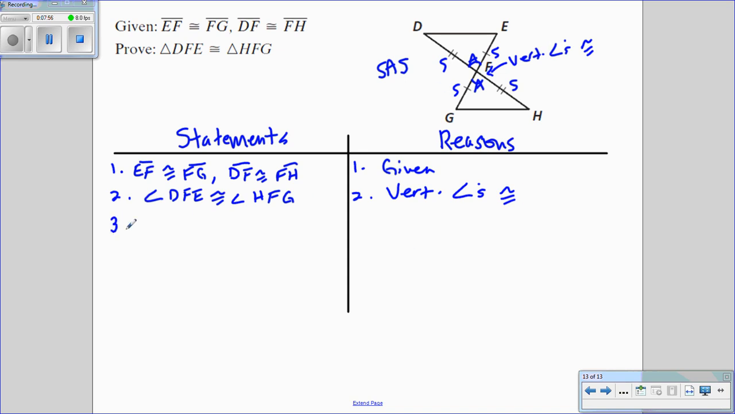And that led us to proving the triangles congruent. So I am there. Triangle DFE is congruent to triangle HFG, and that was because of side angle side. All right, that concludes our lesson on triangle congruency.